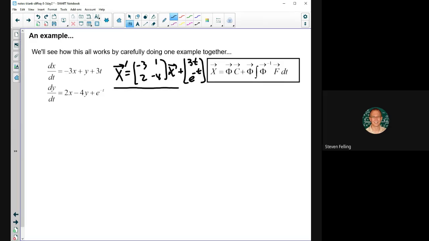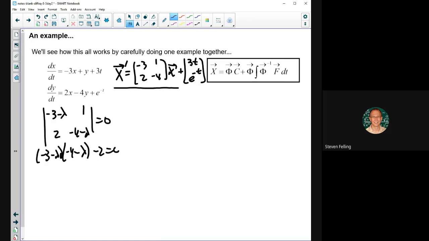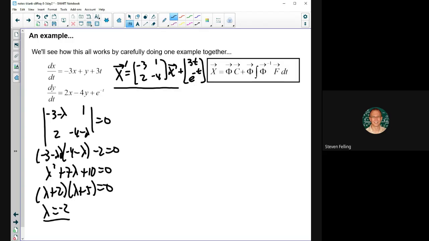And so we'll solve that with the determinant to find the eigenvalues: -3 minus lambda, 1, 2, -4 minus lambda equals 0. So we'd have (-3 minus lambda) times (-4 minus lambda) minus 2 equals 0, which turns out to give the characteristic equation lambda squared plus 7 lambda plus 10 equals 0, which is factorable actually into (lambda plus 2)(lambda plus 5) equals 0. So we get two eigenvalues, -2 and -5. Okay, and then for each of those, we can go ahead and find the corresponding eigenvectors.